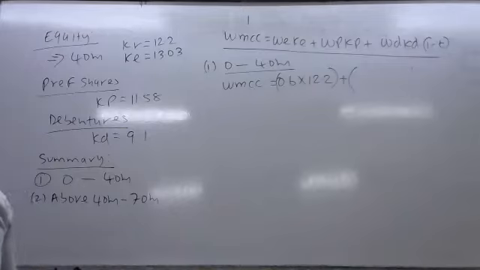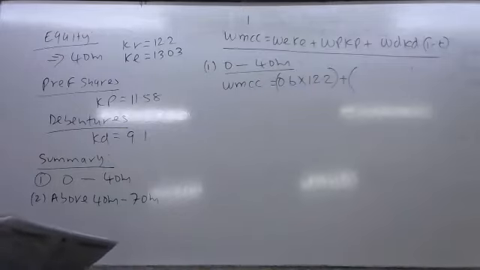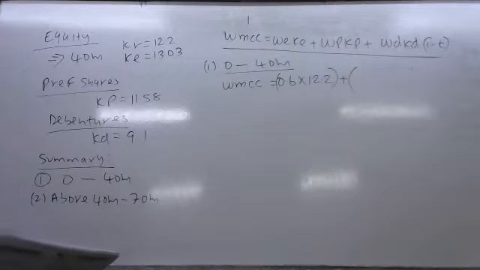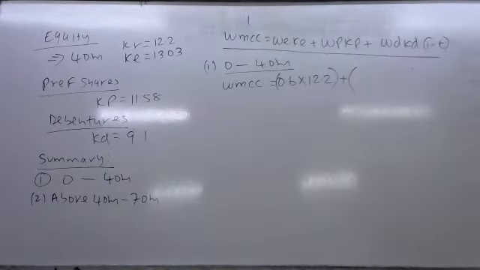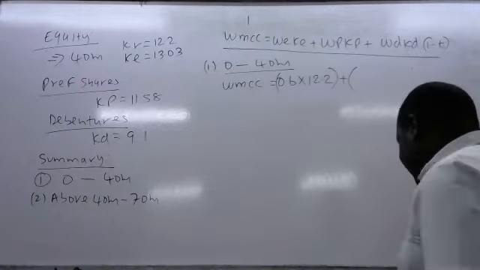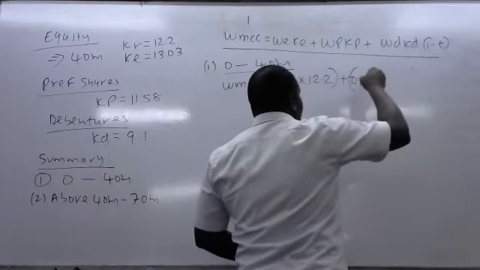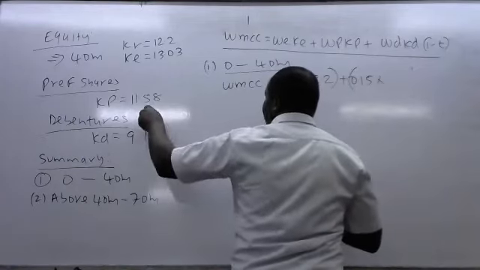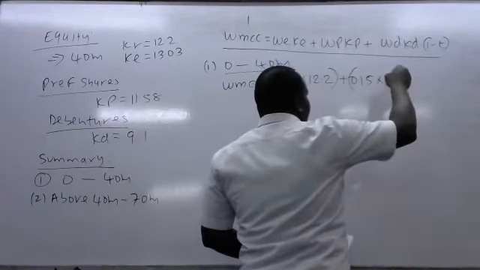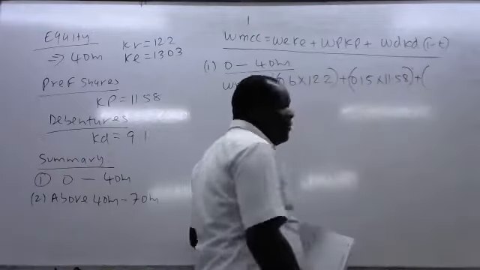Then, when it comes to the preferentials, I want you to check the preferentials. Are you able to see up there? Preferential is 15 million. 15 million divided by 100 will be 0.15. So the weight for the preferential is 0.15. But the cost for the preferential, remember, was 11.58.